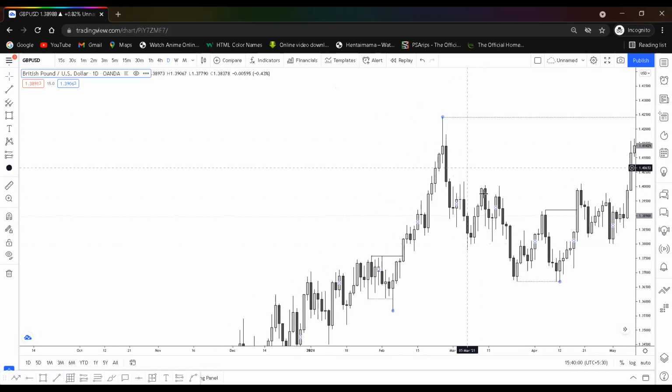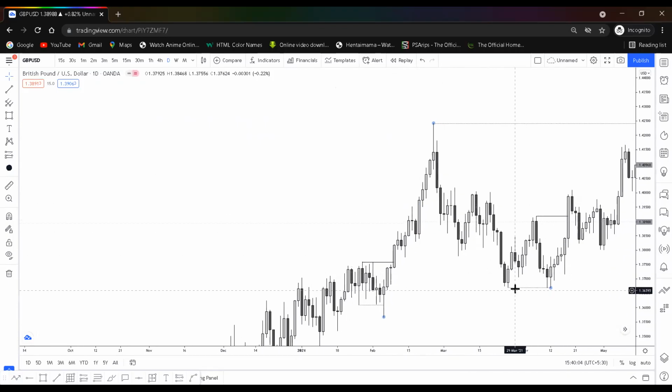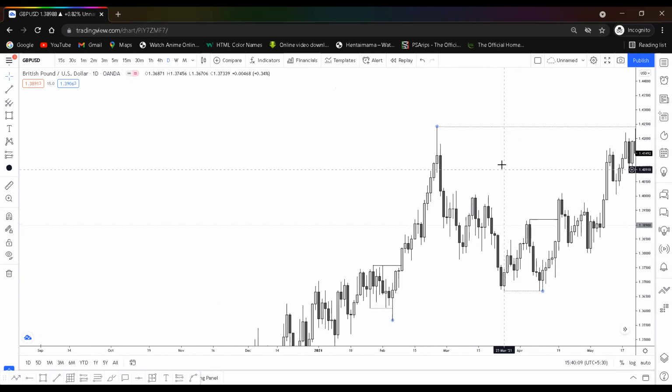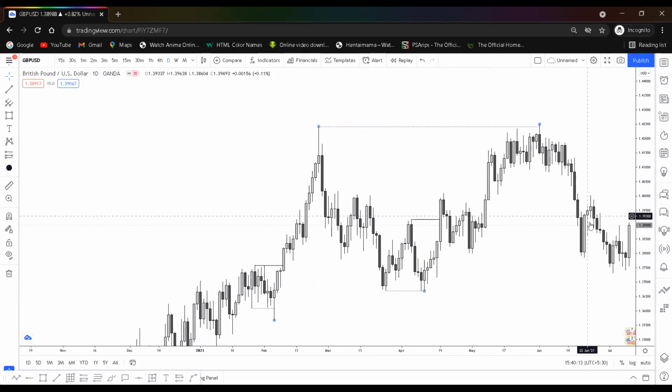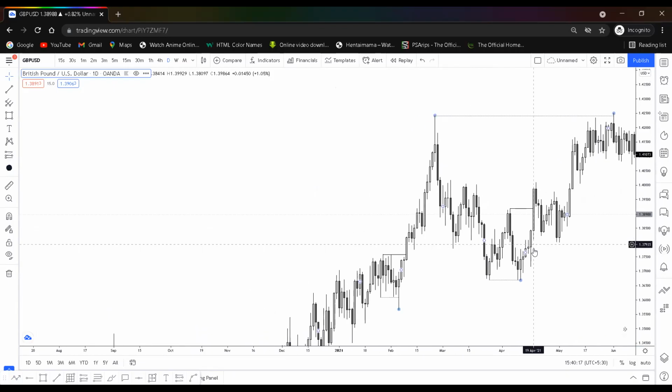So then price came back inside the range, got all of this internal range liquidity, and then rallied back up to get the external range liquidity. Okay. So once the external range liquidity has been taken out, it comes back inside of this newly created range to get the internal range liquidity.